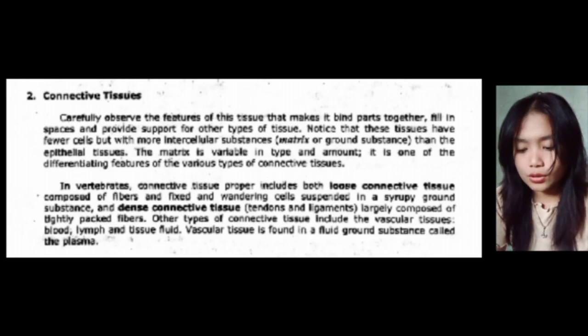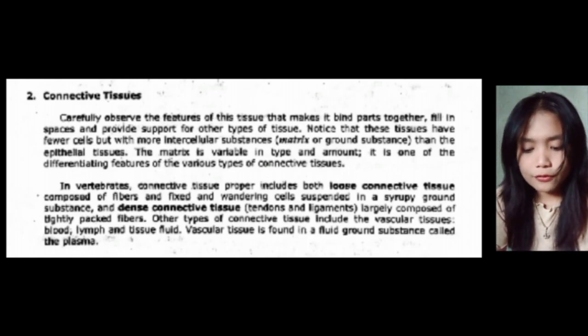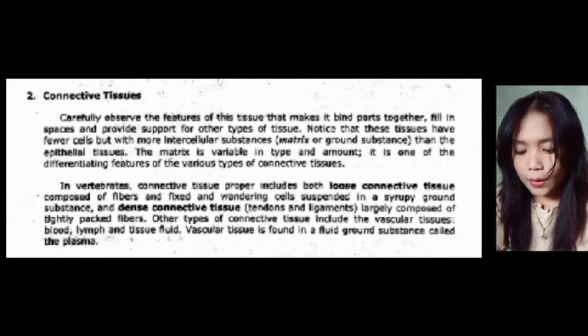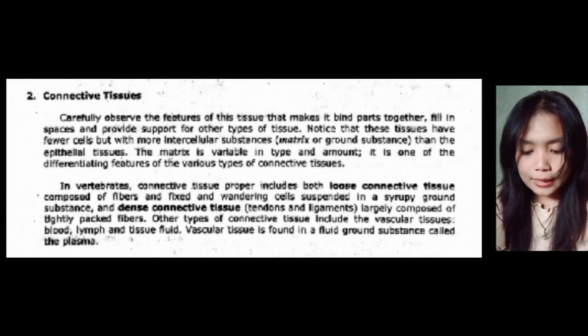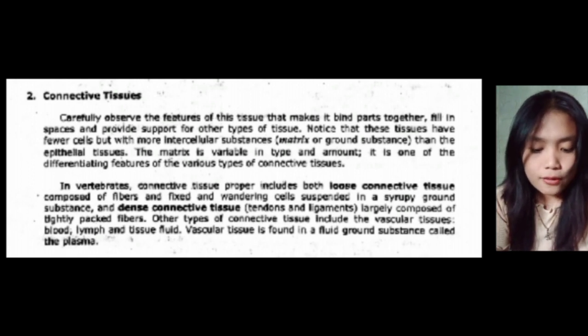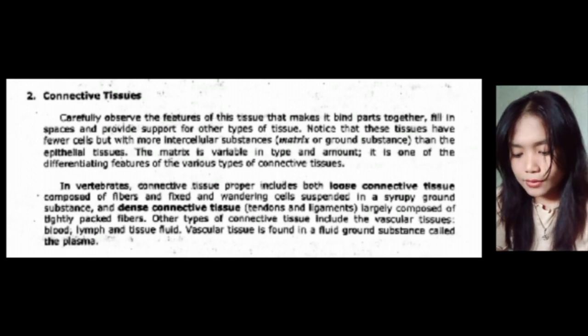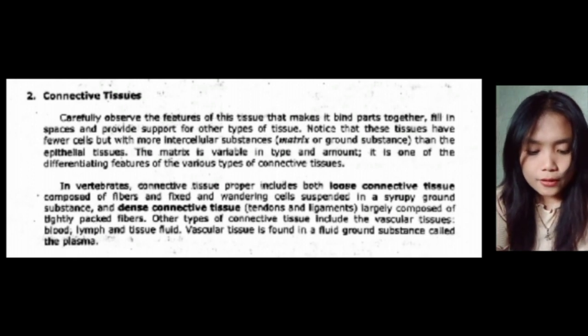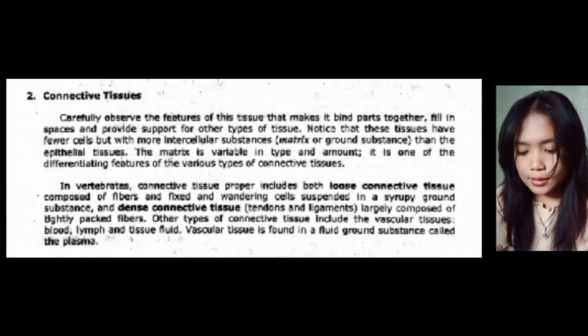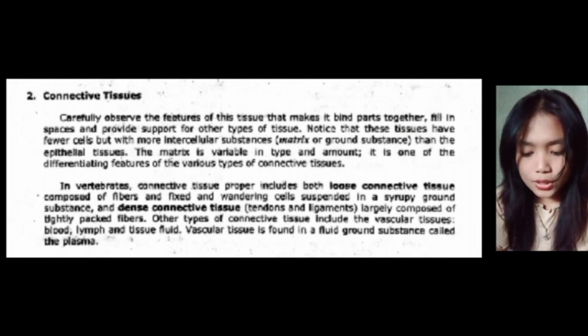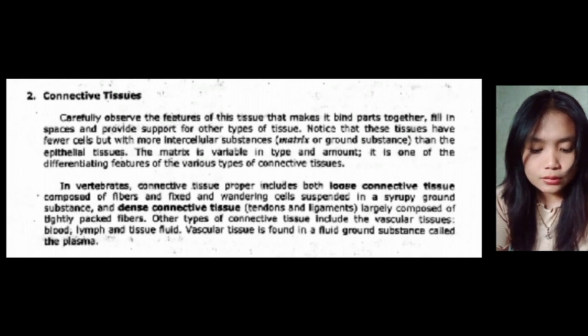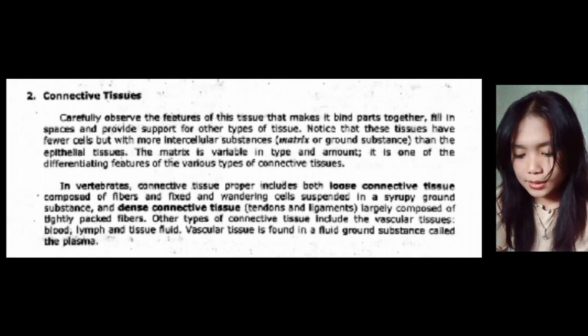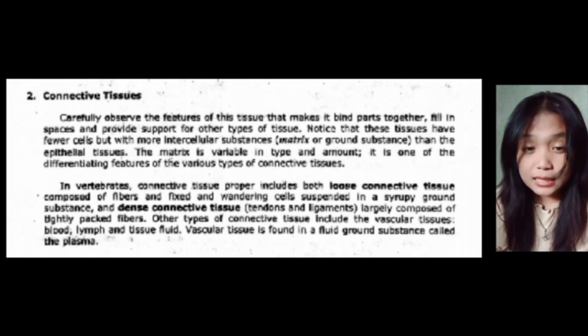Number 2. Connective tissues. Carefully observe the features of this tissue that make it bind parts together, fill in space, and provide support for other types of tissue. Notice that these tissues have fewer cells but more intercellular substances, or matrix or ground substance, than the epithelial tissues.